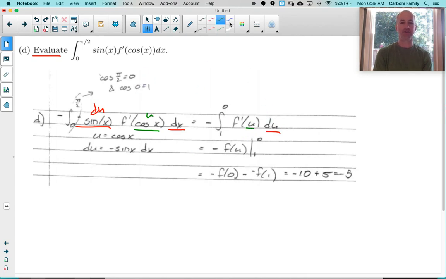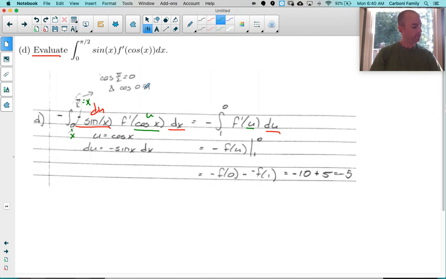And I chose to convert the limits of integration. So my x's right here are values of 0 and pi over 2. So I just plugged in 0 and pi over 2 to cosine. So cosine of 0 is 1, cosine of pi over 2 is 0, and I finished the problem there.